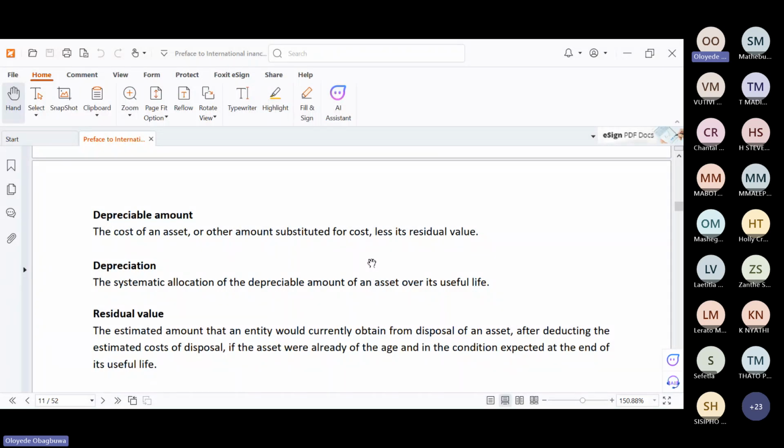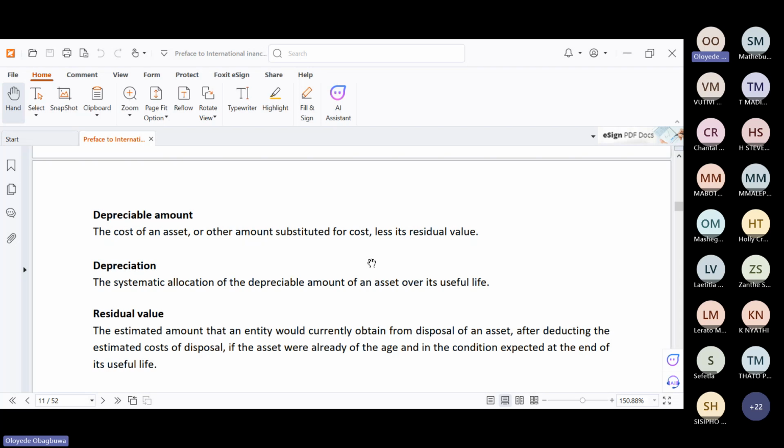Then you have depreciation itself. It is the systematic allocation of the depreciable amount of an asset over its useful life. Like I said, when you divide the total cost of that asset by the useful life, you now know the amount of depreciation per year. So that is depreciation.